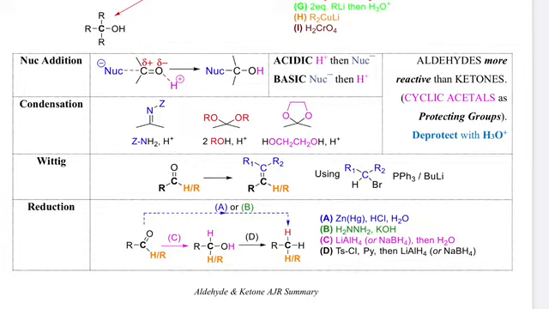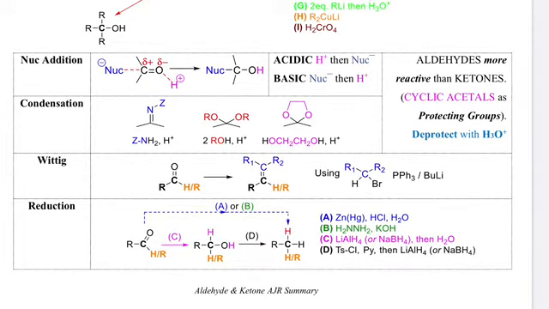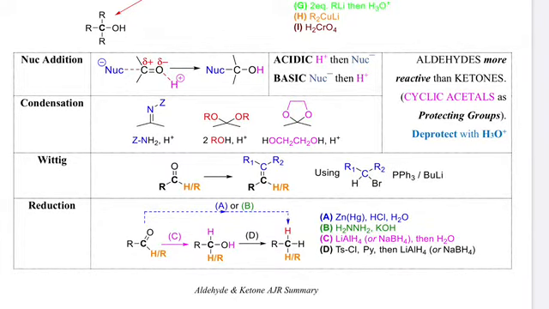The protecting group that we're going to use is a cyclic acetal. Cyclic acetals do not react with nucleophiles because it's formed in a condensation reaction. All of the condensation reactions require acid. That's the connection.